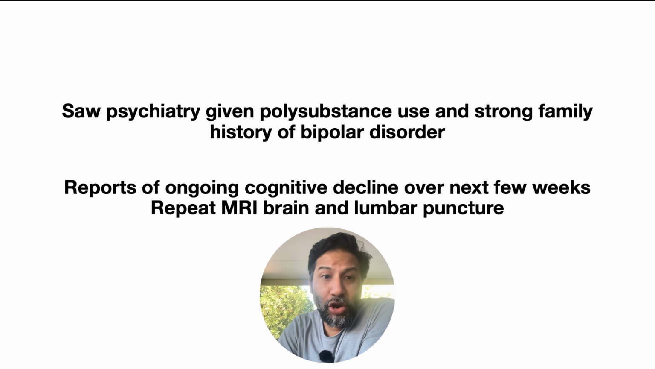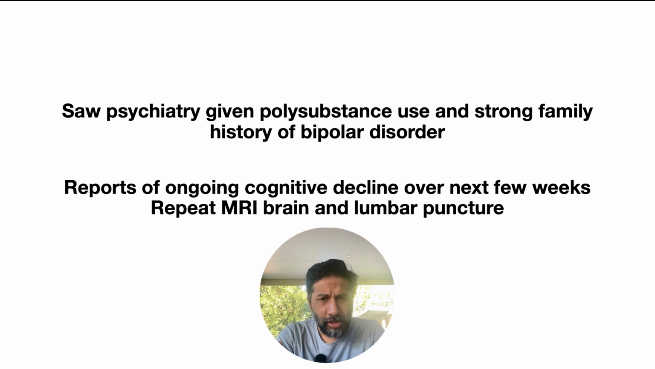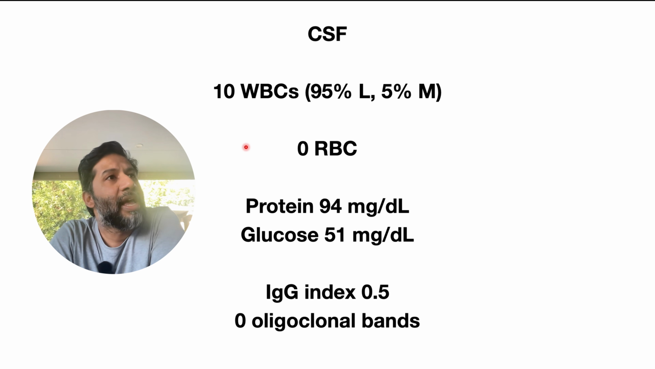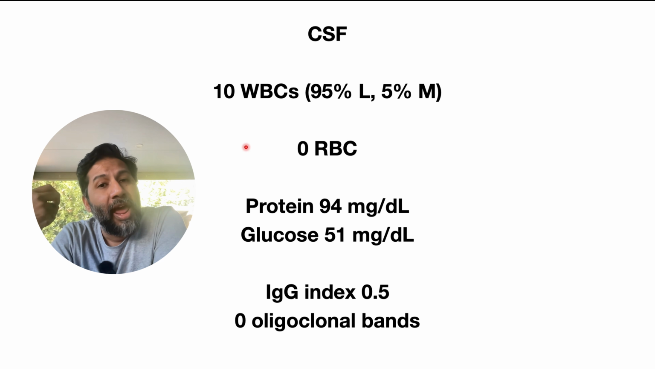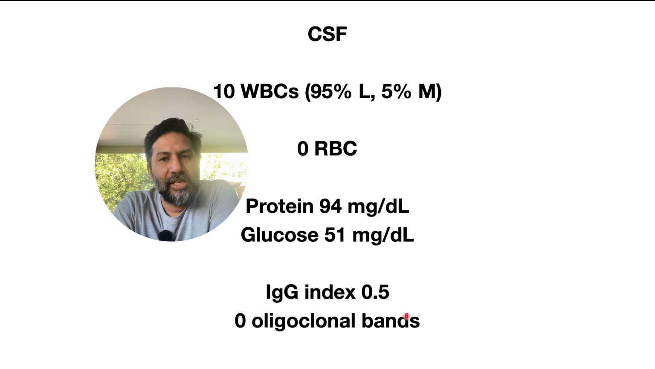This patient clearly has cognitive decline. So we've got cognitive decline, new onset psychosis, we've got behavior changes as well. So we need to work this patient up. So he gets a repeat MRI and a lumbar puncture. And now he's got 10 white cells. So he's clearly got an encephalitis. Something is happening with the brain, and there's inflammation marked by a white cell count rise, protein elevation as well. He's got no oligoclonal bands and no IgG index in there as well.